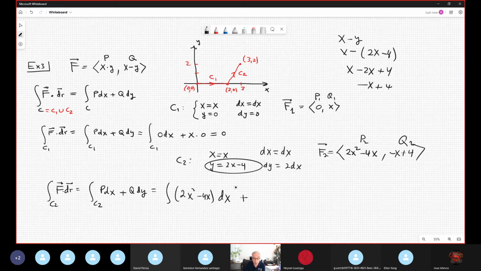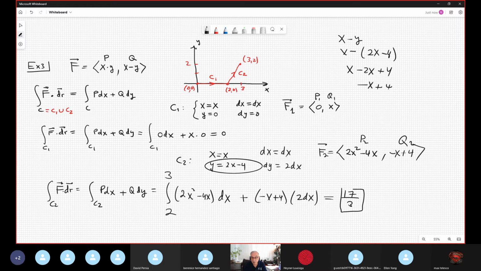Plus q. Q is minus x plus 4. And dy is 2dx. And this varies from 2 to 3, no? Is the value of the x in the curve number 2. Guys, this is elementary. Separate into integrals, do your multiplication, put together, antiderivative, evaluate between 2 and 3. The answer is 17 over 3.